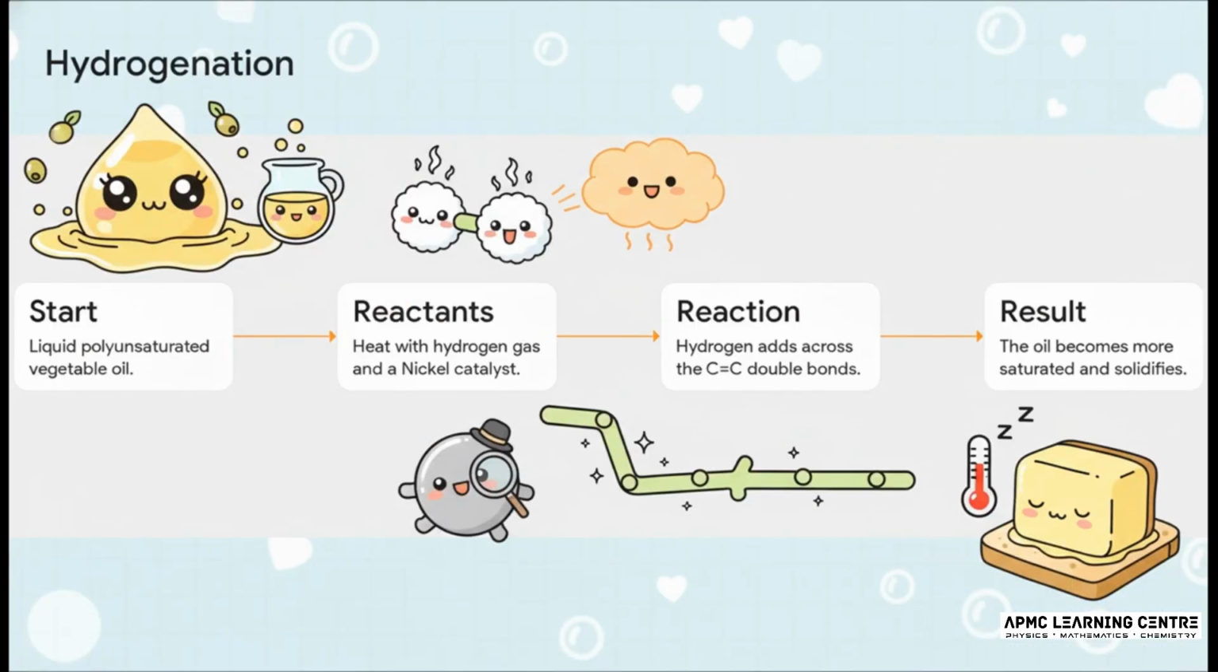So to make margarine, we use a process called hydrogenation. We take polyunsaturated vegetable oil, we heat it up with hydrogen gas, and we use a finely divided nickel catalyst. What happens is the hydrogen atoms add themselves across those double bonds. This breaks the double bonds, straightens out those kinks in the chains, and turns the liquid oil into a semi-solid fat. We can actually control the process to get the exact texture we want.